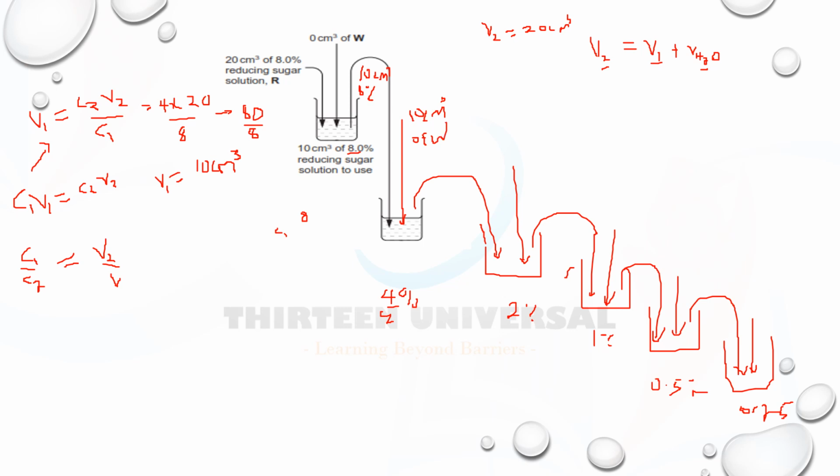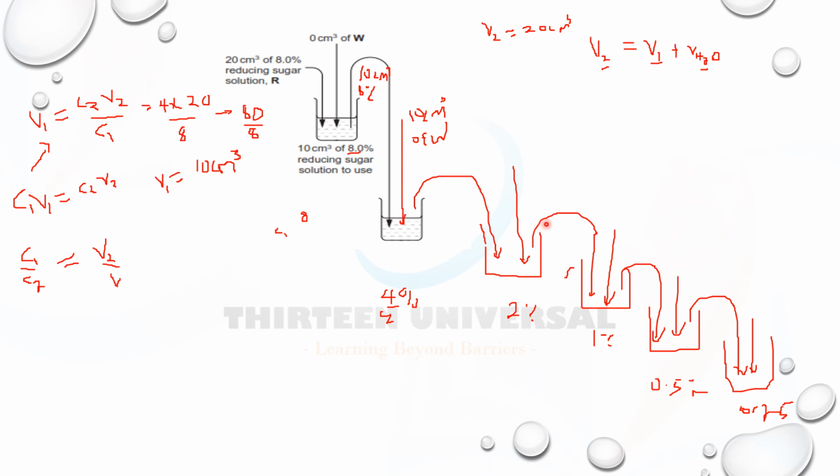Once you get the first one, others are simple. It's the first one that matters. The rest is repetition. So I take 10 cm cube of 8%, add 10 cm cube of water to make 4%. Then I'll take 10 cm cube of 4%, just like I wrote here, and add 10 cm cube of water to form 2%.